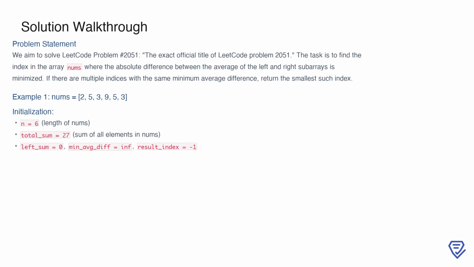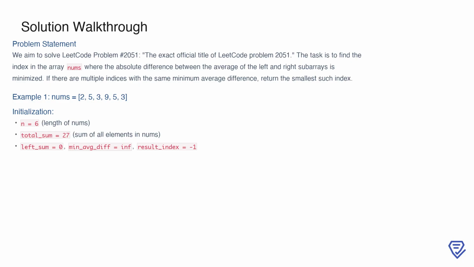In this problem, we are tasked with finding the index in the array nums where the absolute difference between the average of the left and right subarrays is minimized. To clarify, for any index i, the left subarray consists of elements from the start of the array up to i, and the right subarray consists of elements after i. If there are multiple indices with the same minimum average difference, we are required to return the smallest index.